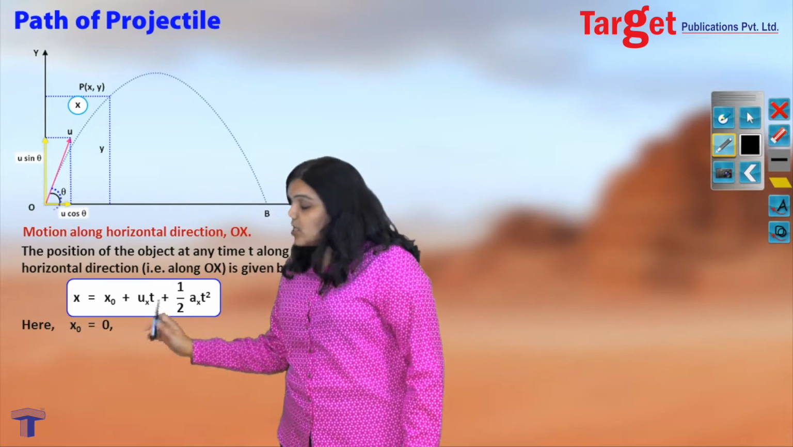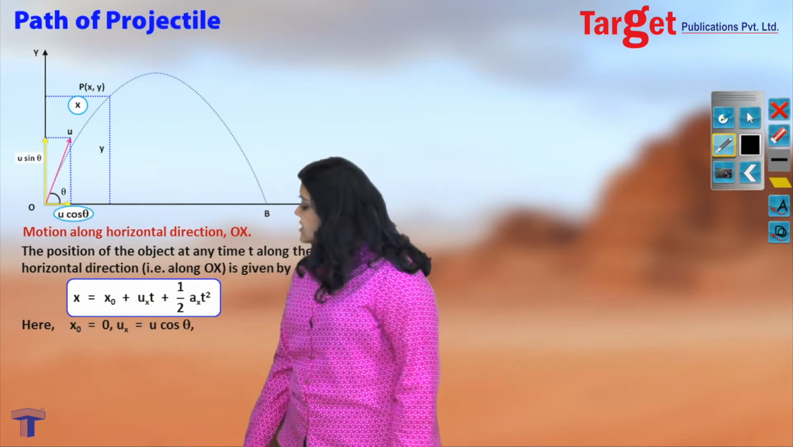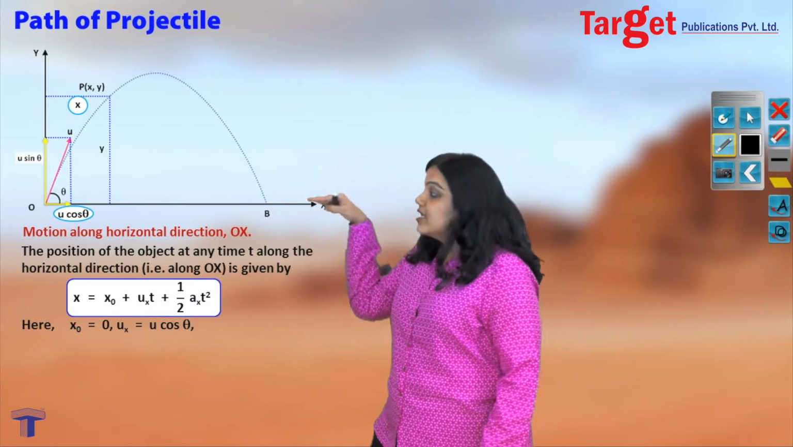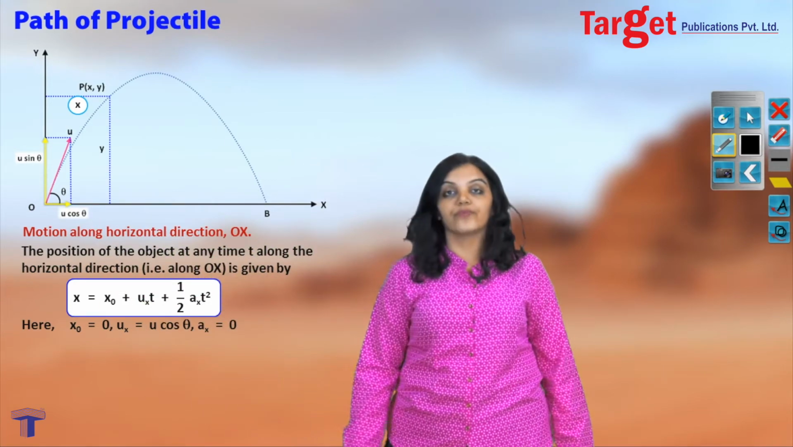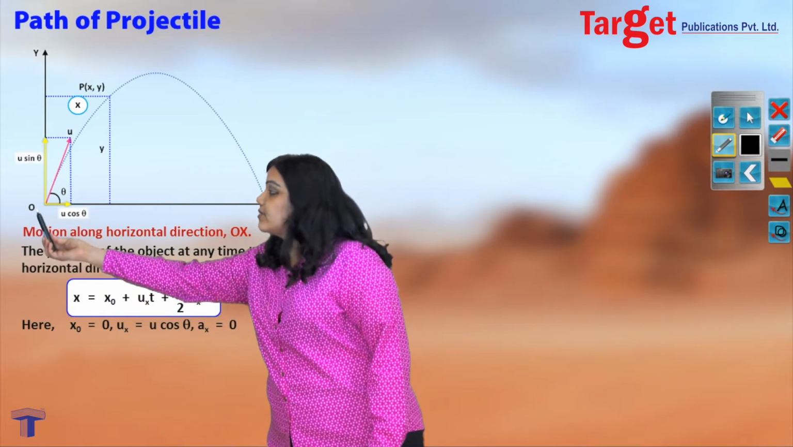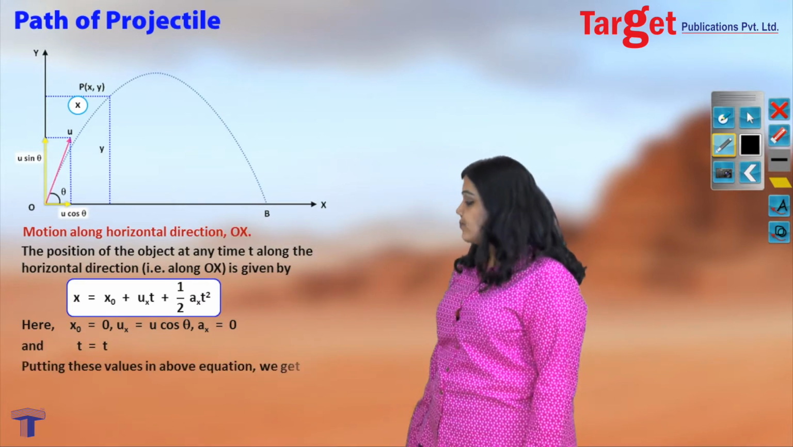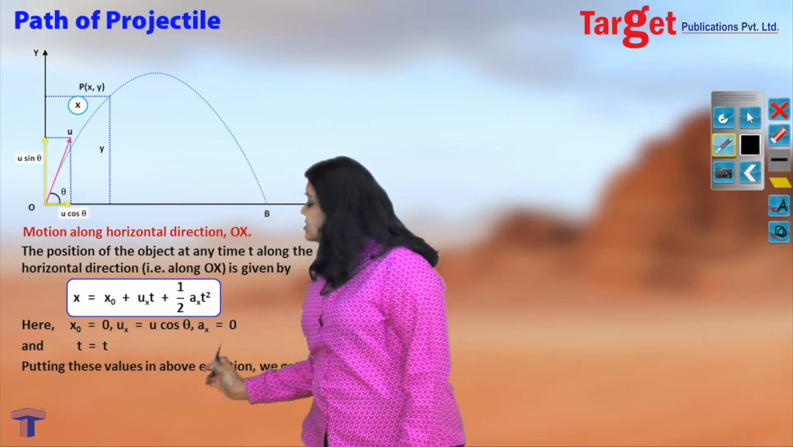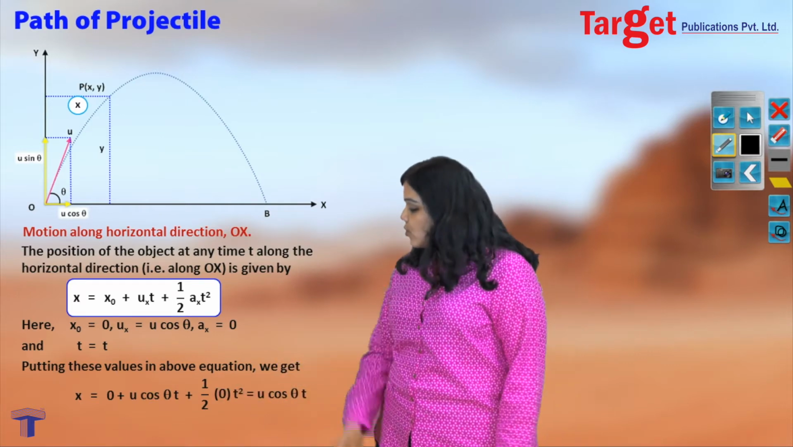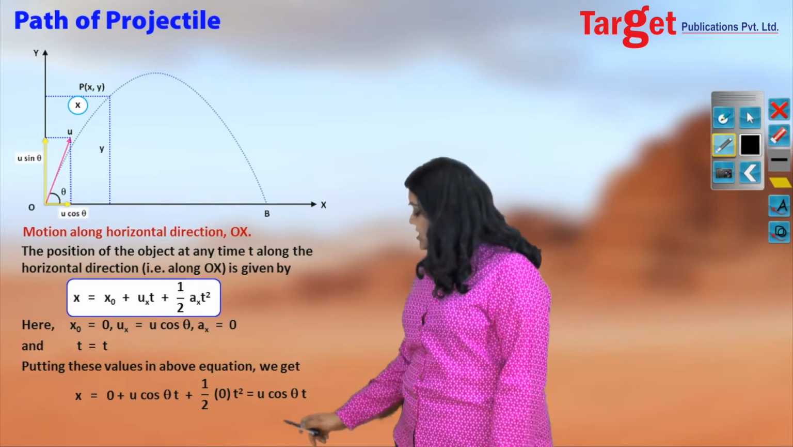Also, remember that the initial velocity along the x direction is u cos theta. So, I say ux is equal to u cos theta, and we also know that there is no force acting along this direction and therefore ax is 0. Finally, let t be the time taken for the object to finish this complete motion from O to this point P, and therefore t is equal to t. Now once I do that, I put all these values into this equation, and what I get is x is equal to 0 plus u cos theta t plus half into 0 into t squared, which gives me x is equal to u cos theta t.